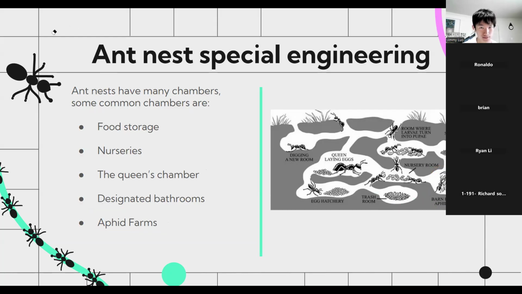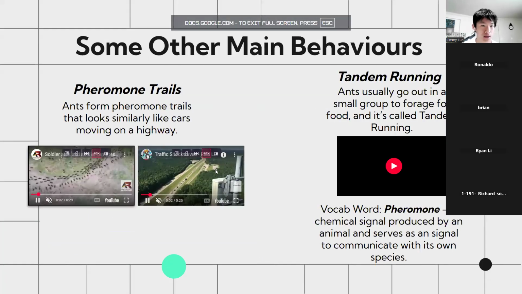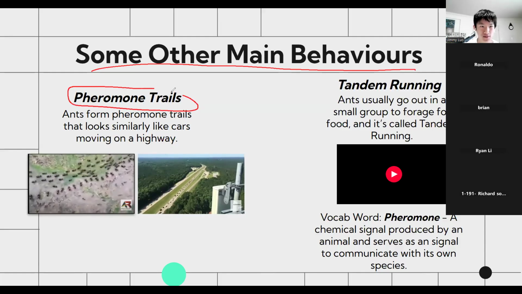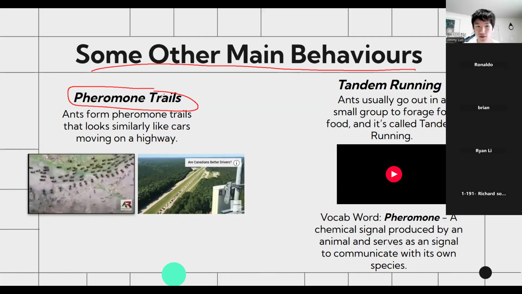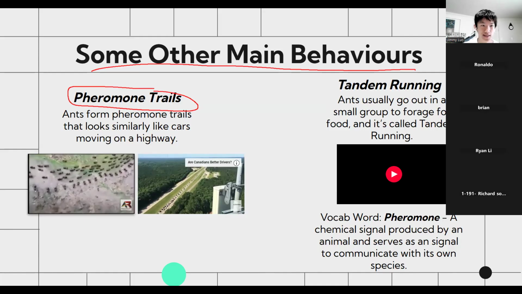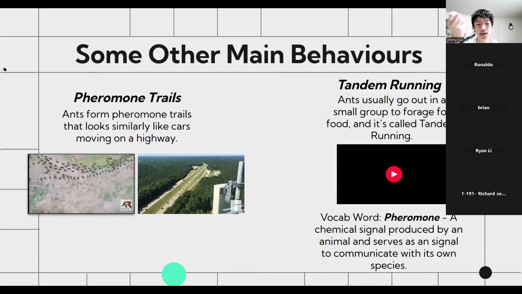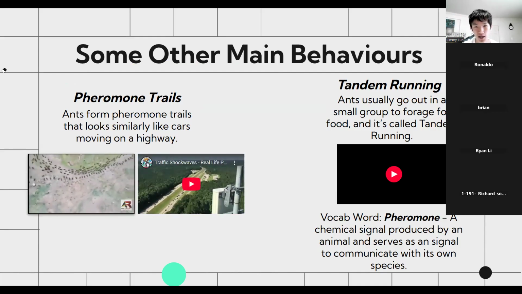So that's pretty cool. Now, there are some other really cool behaviors that not a lot of people know about. And you guys should know about this because ants are pretty awesome. So, ants have pheromone trails. Basically, ants secrete a chemical called pheromones, and that's how they let other ants know to walk in this direction. So it's sort of like a highway, right?